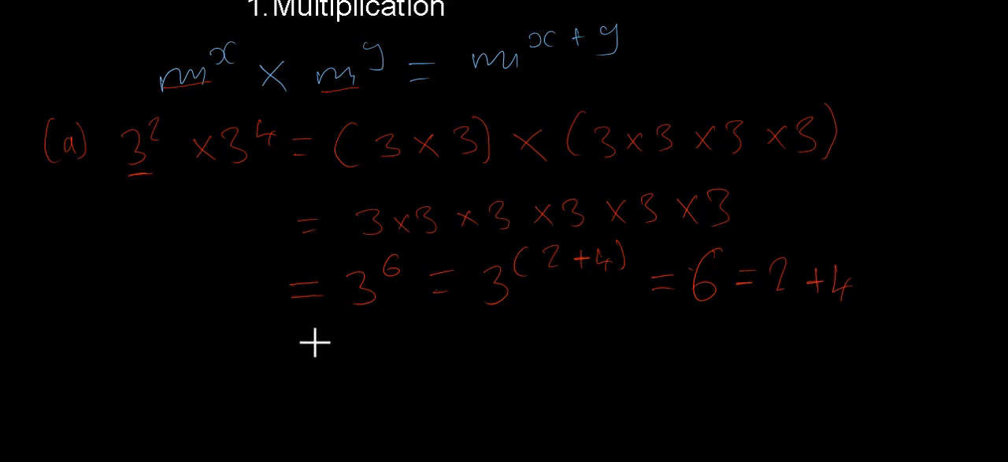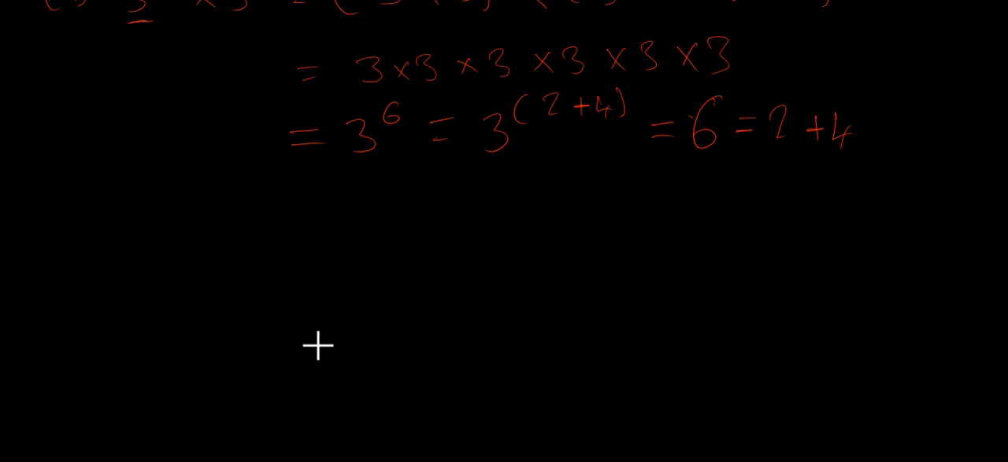The other way, if we wanted, we would have just gone direct by saying 3 to the power 2 multiplied by 3 to the power 4, which is equal to 3 to the power 2 plus 4, which is 3 to the power 6. We move on to the next question.